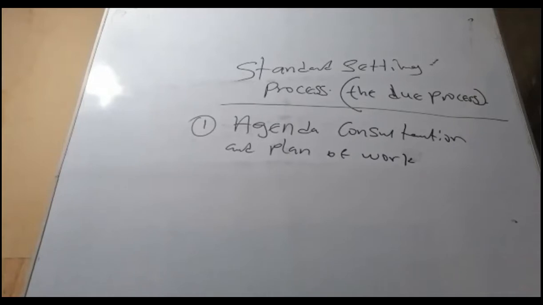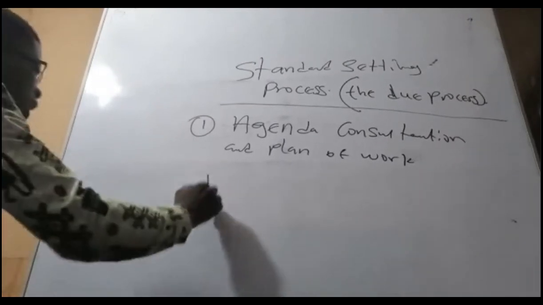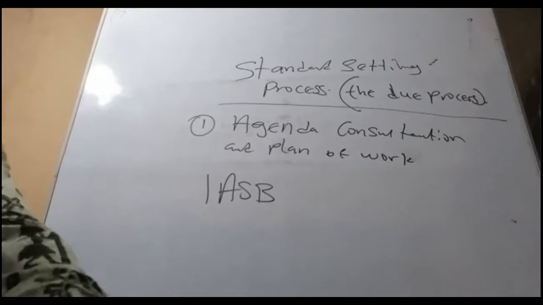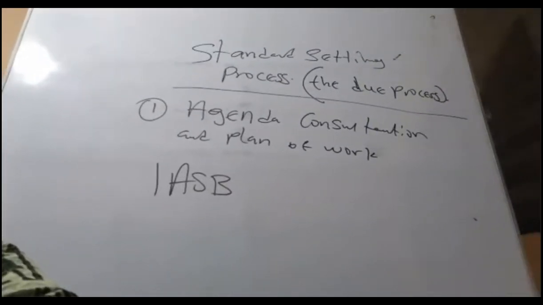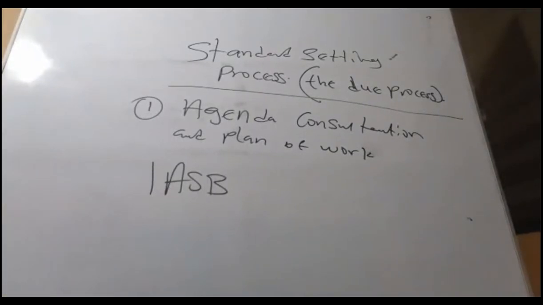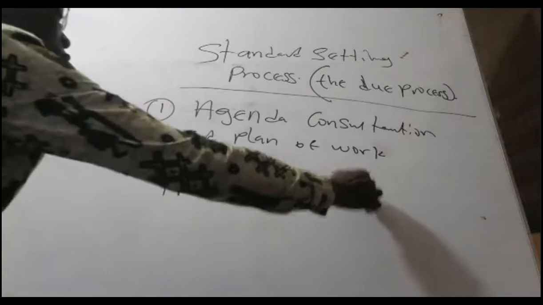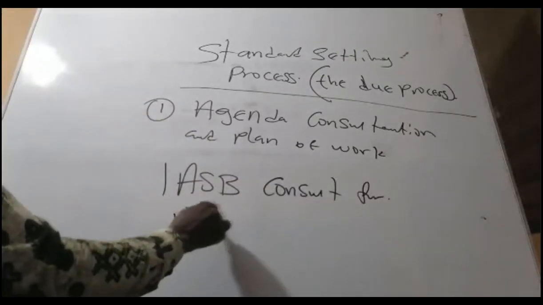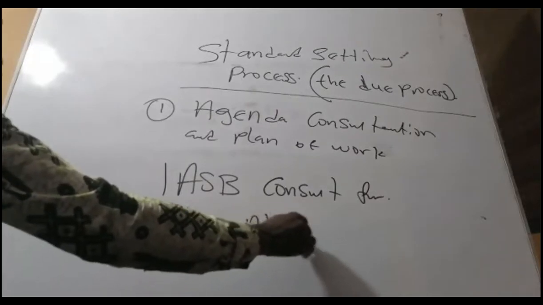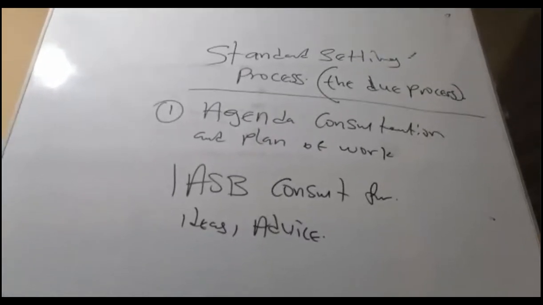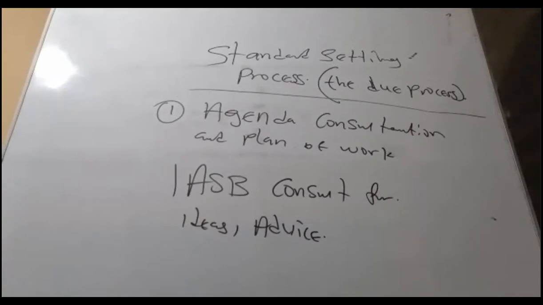Now, with the very first step, the IASB have to consult for ideas. So here, the IASB have to seek for advice. Have to consult for what? Advice. Great. So the IASB have to consult for ideas, advice from the general public and the internal members. Good. The internal members.